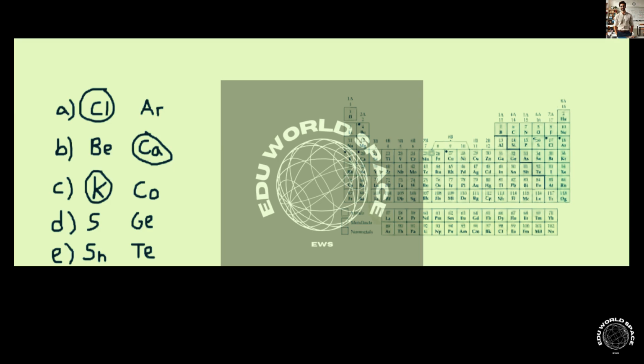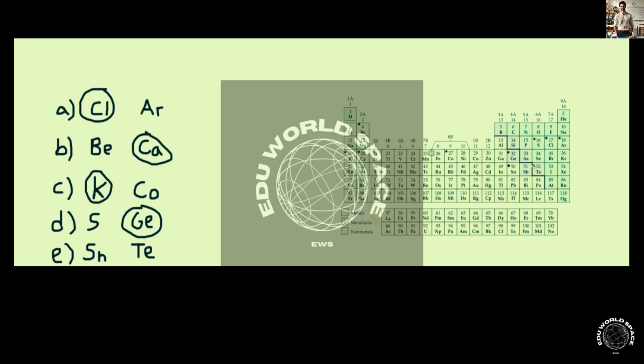Then we'll look at sulfur, 16, and germanium, 32. Sulfur's valence electrons are in the 3p orbitals, germanium's are in 4p. 4p is higher in energy, farther away from the nucleus, less pull from the nucleus, easier to remove. So germanium would have a lower first ionization energy.